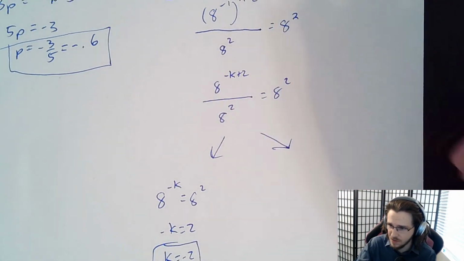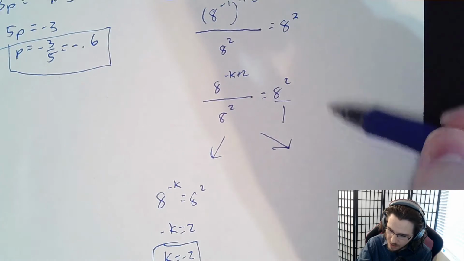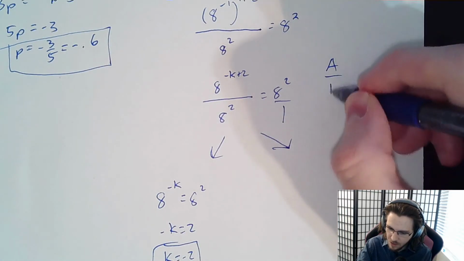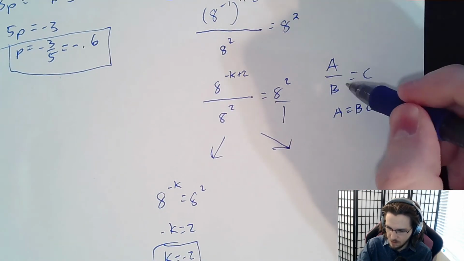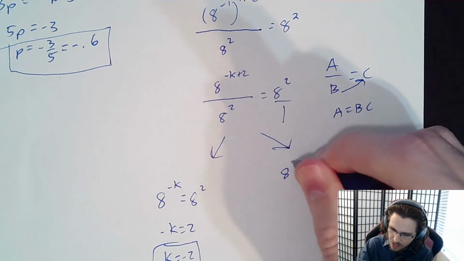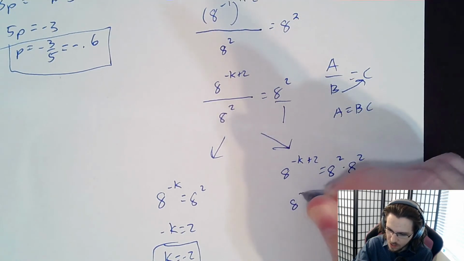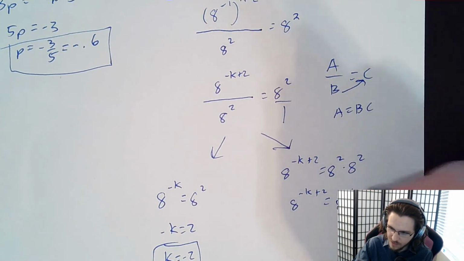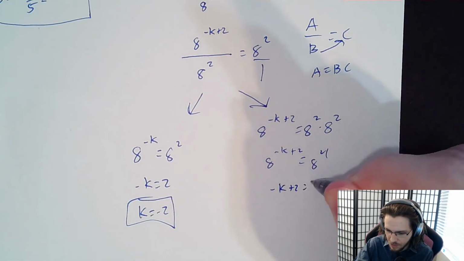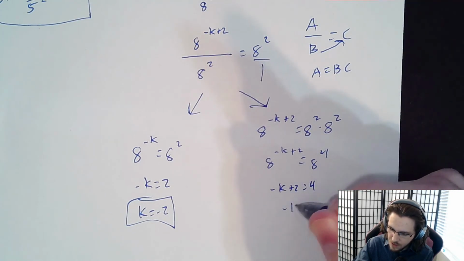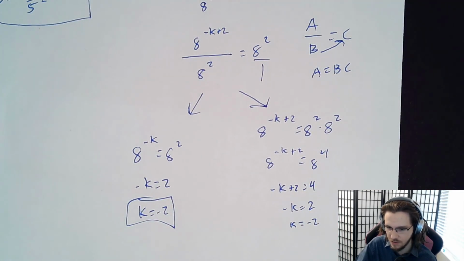However, if you forgot that rule, you could have also done a cross multiply of sorts where you kind of divide this by 1 and then cross multiply. Or you remember my rule that if you have a over b equals c, you can simplify that to a equals bc. Kind of just multiplying that b up there, and that would give you 8 to the negative k plus 2 equals 8 squared times 8 squared, which is 8 to the negative k plus 2 equals 8 to the 4th. You can't see what I'm writing because my face is covering it. And now, again, easy question once you've gotten to that step. So hopefully it wasn't too intimidating, but either way, you get k equals negative 2 for your final answer.